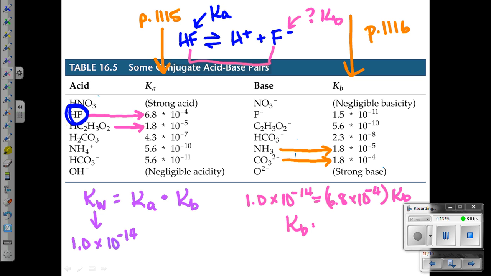If I do that, maintaining sig figs, so I've got 2 in each of these, I get 1.5 times 10 to the negative 11th. It's an equilibrium constant, so it doesn't have units. And if I check, I got it right there. If this math is a bit beyond you right now, don't worry. We will come back and we will talk about it more later.